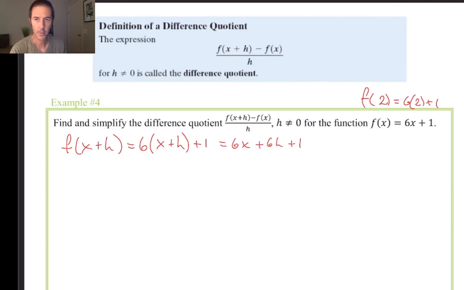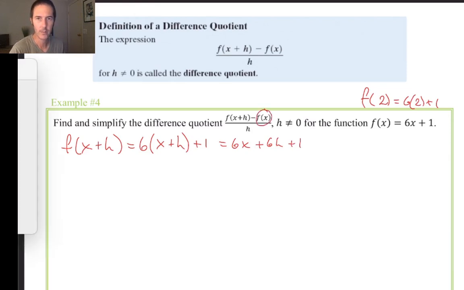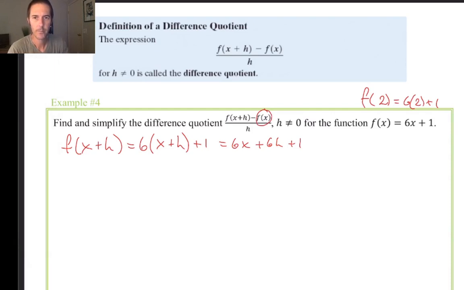The second component in the difference quotient is f of x. We already know what f of x is. It was given to us. It is 6x plus 1. And the other component is the h in the denominator, and there's nothing special that we have to do with that one. So let's take these three components and put them together.